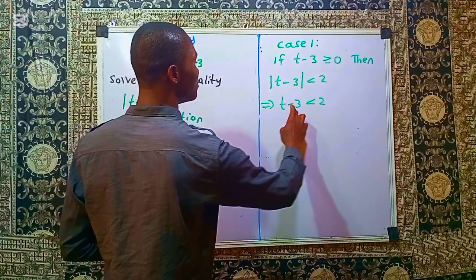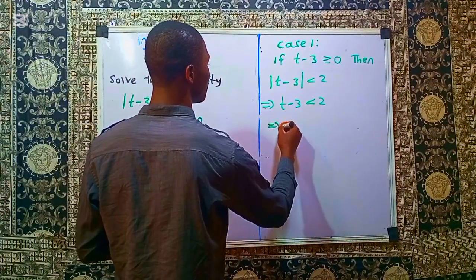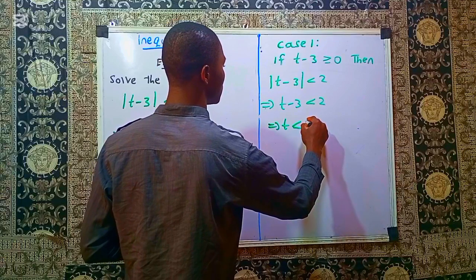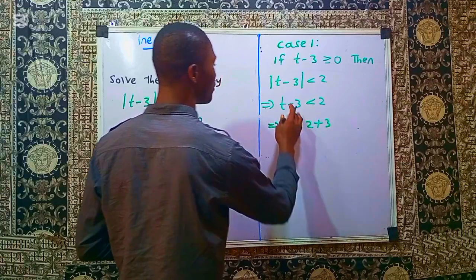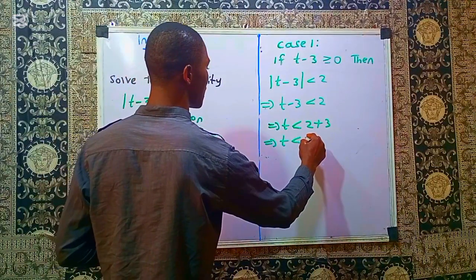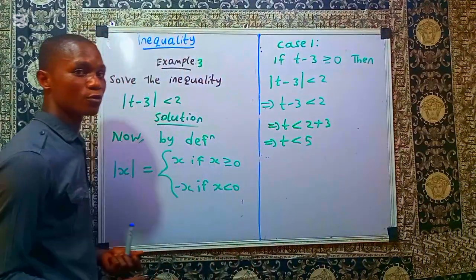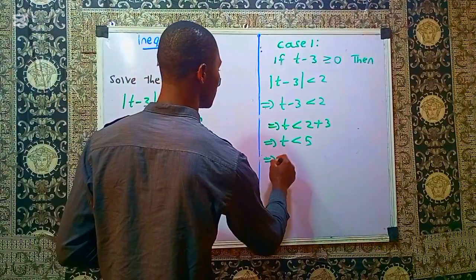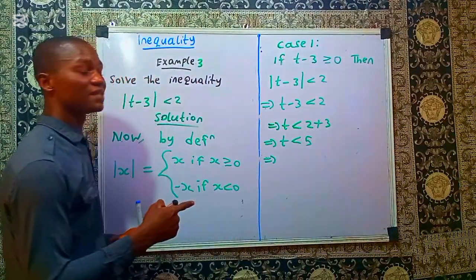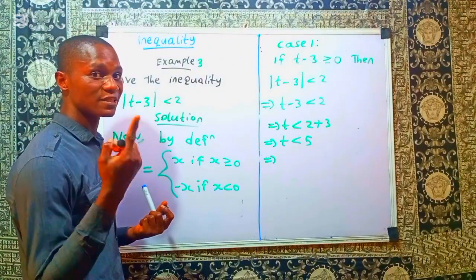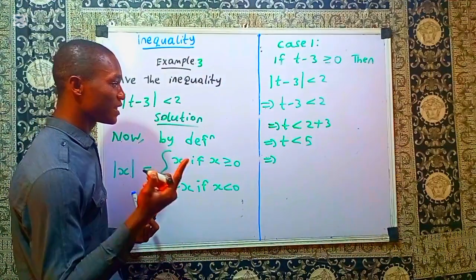So we can easily move minus 3 to the other side. It implies that t is less than 2 plus 3, which implies that t is less than 5. That's all numbers less than 5. We have strict inequality there. So all numbers less than 5.